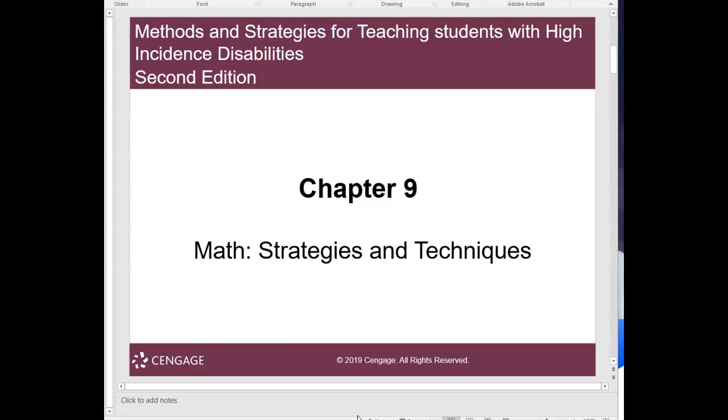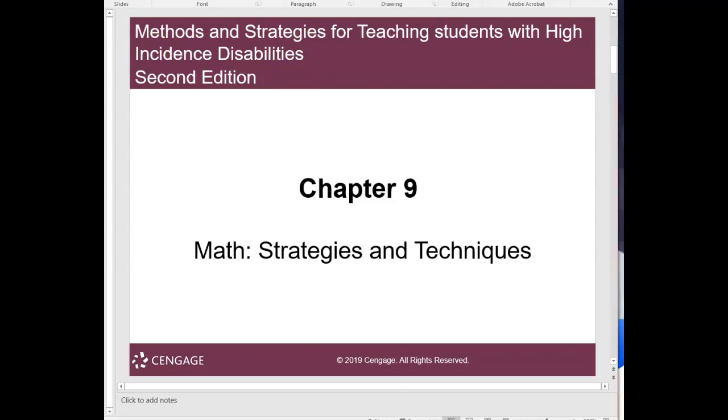But in this one, the PowerPoints, there's only 11 slides, whereas in some of the reading chapters, there are a lot more. So I'll be okay with the fact that it's not the last chapter, and I'll be happy with that. So this is some strategies and techniques for teaching math to students with high incidence disabilities.